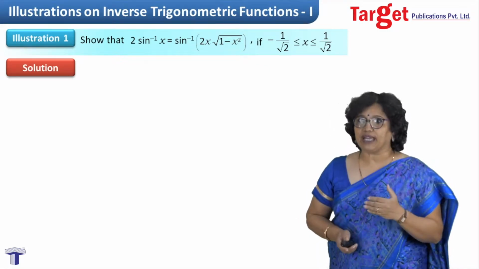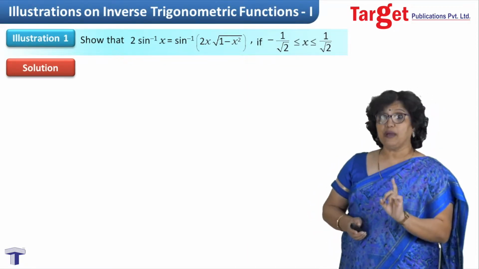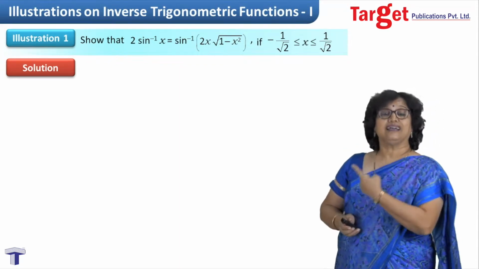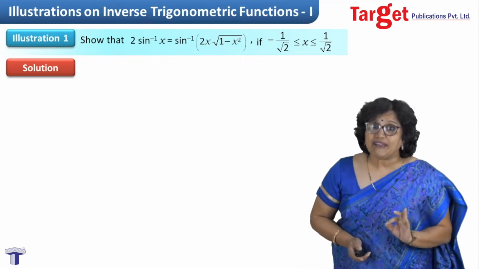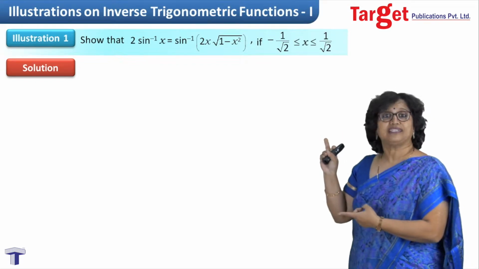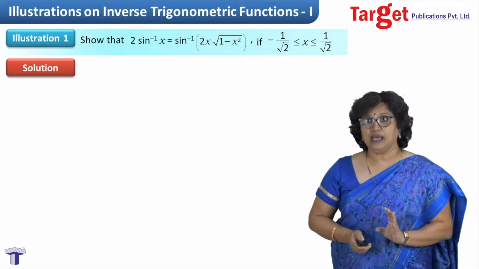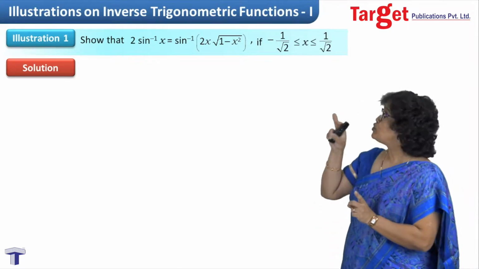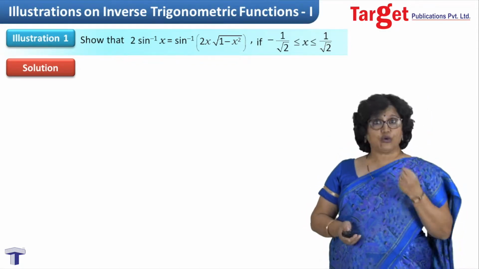Before I start solving, I'm telling you that if you wish, you can remember this as a formula, provided you remember it with the corresponding condition that x lies between minus 1 by root 2 and plus 1 by root 2. Whenever x lies in that range, you can use 2 sine inverse x as sine inverse of 2x times under root 1 minus x square. What I'm trying to say is, without that condition, you will not have those two sides equal all the time. Okay, now how do we show it? From where do we start?